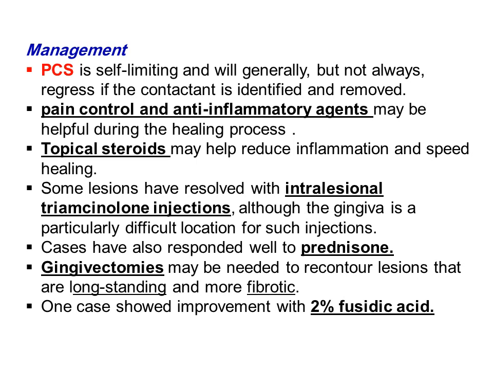Cases may respond well to prednisolone. Gingivectomies may be needed to recontour the lesion after long-standing inflammation and fibrotic gingiva. Also, it has been found that 2% fusidic acid may improve some cases of plasma cell stomatitis.